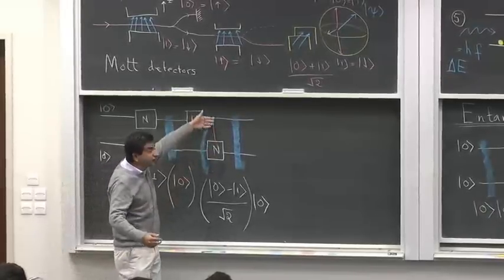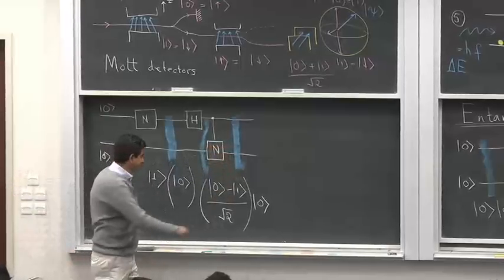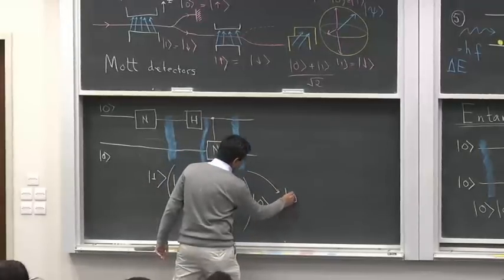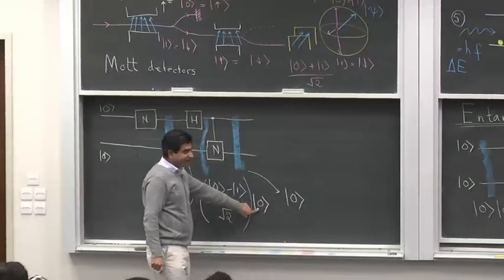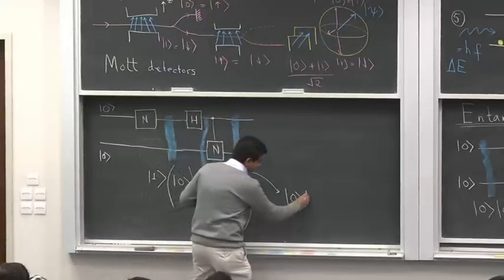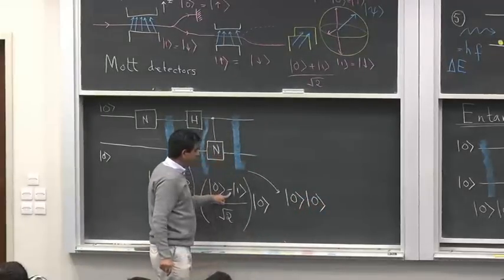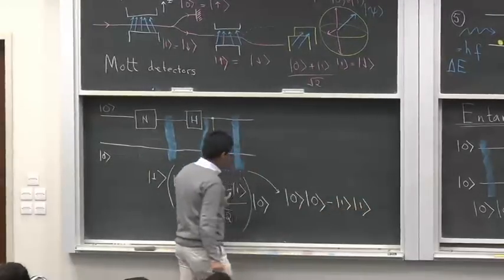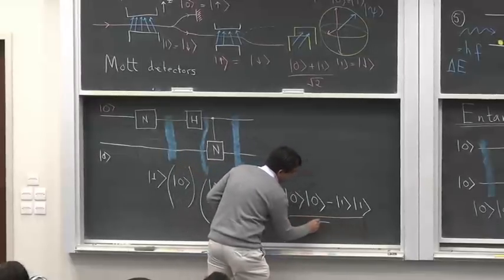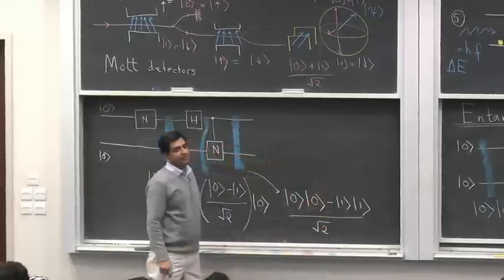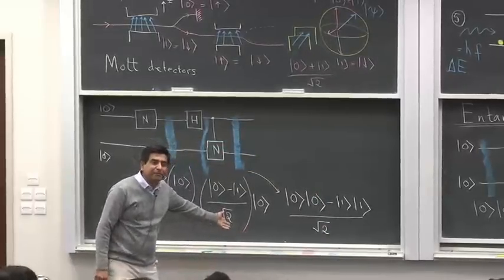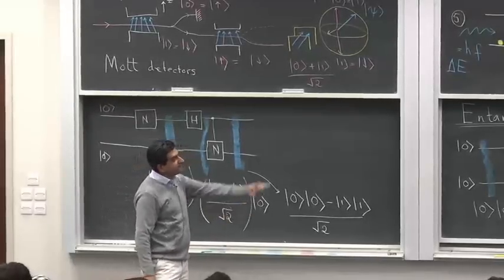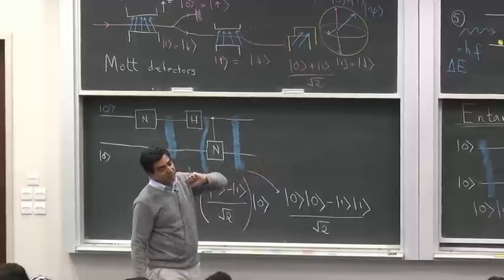Now, if I apply this controlled NOT gate, the state is going to look like 0, minus 1, 1 over root 2. Nothing happens to the second qubit if the first qubit is 0. This is another example of a Bell state, perfectly entangled. It will give the same measurement outcomes as the experiment over there.